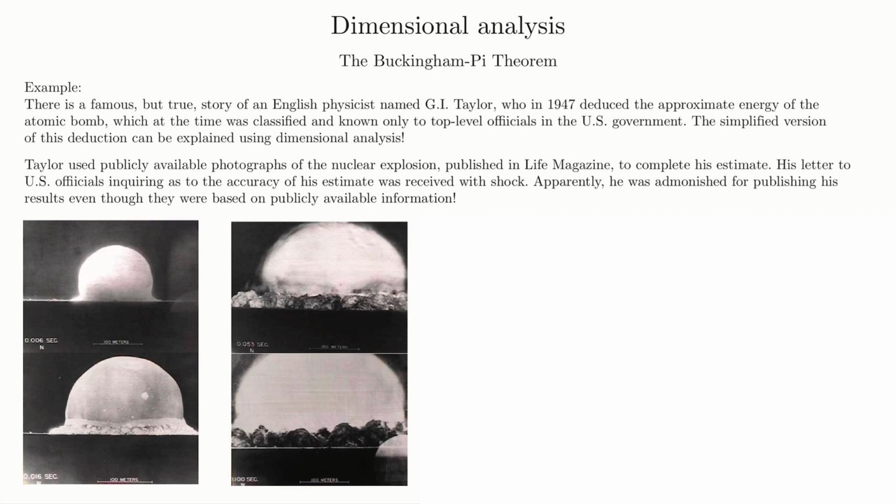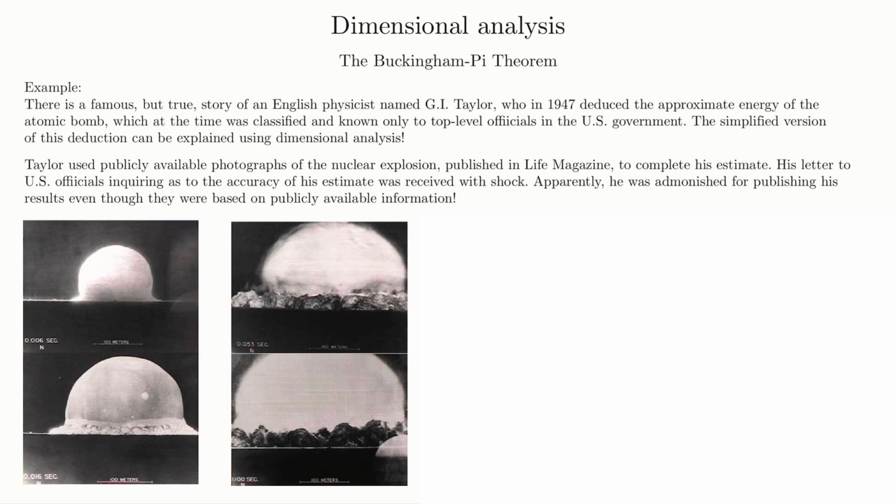So there's this story, it's actually a famous and true story. It's told by G.K. Batchelor in a publication in 96 called The Life and Legacy of G.I. Taylor. The story is that the Americans were testing the atomic bomb in 1947, and the energy of the bomb was highly classified, right? But there were photographs of the blast of this nuclear explosion published in Life magazine.